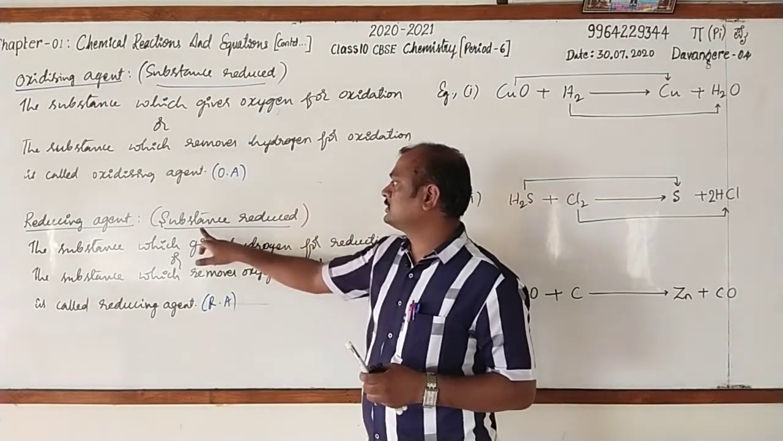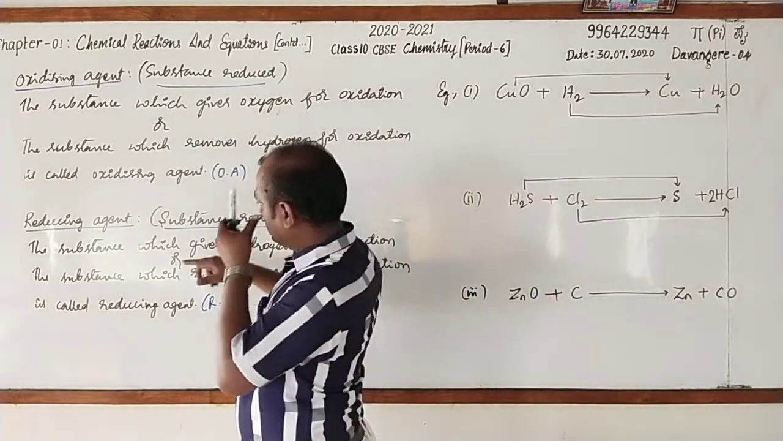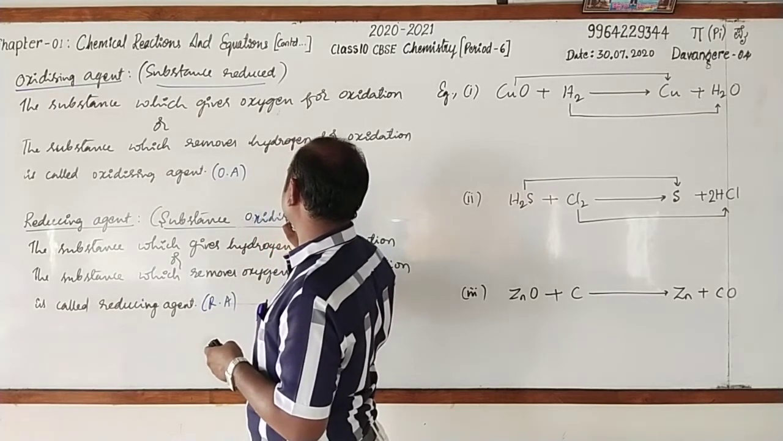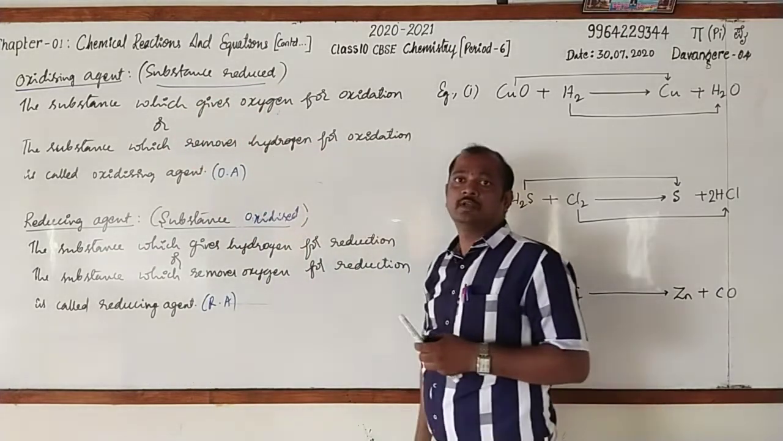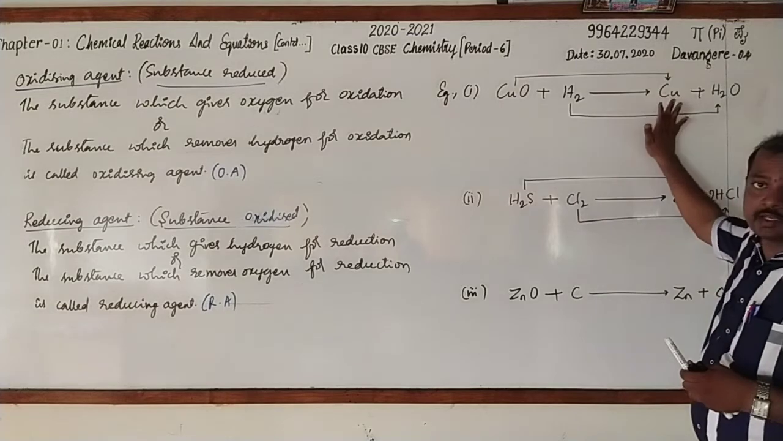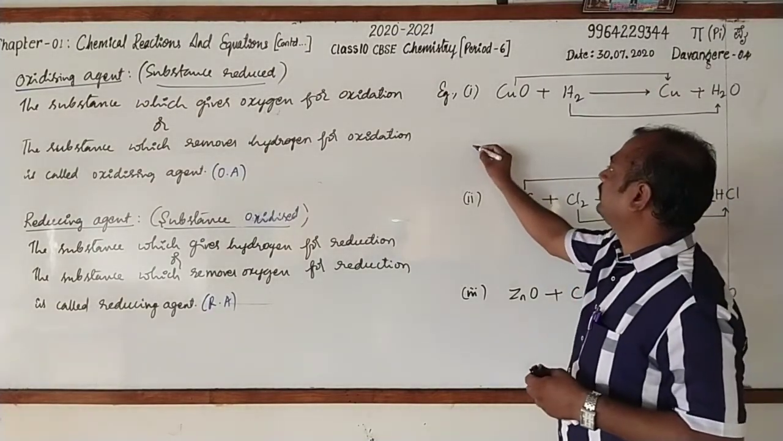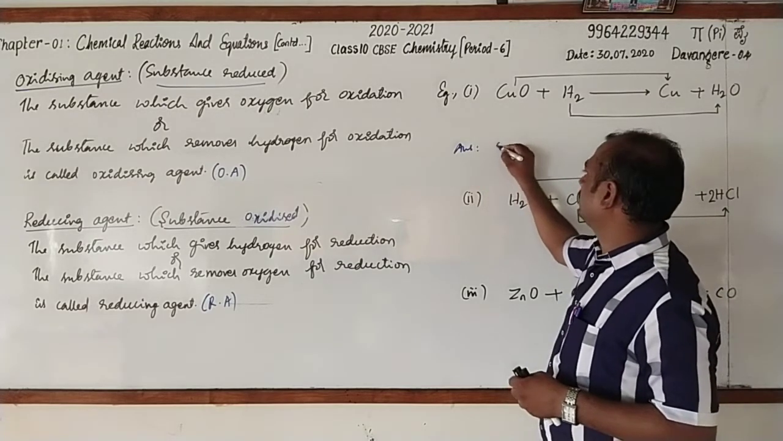Reducing agent is also called substance oxidized. And oxidizing agent is also called substance reduced. Here I have taken some examples for redox reactions. I will explain that later, but in this, first we shall identify only the oxidizing agent and reducing agent.